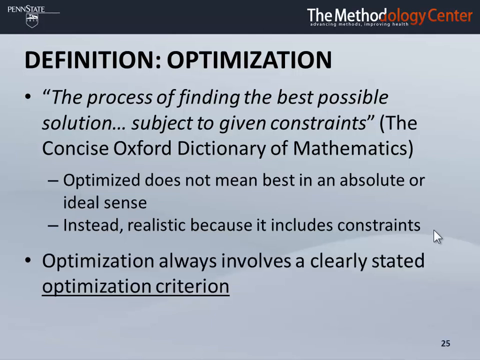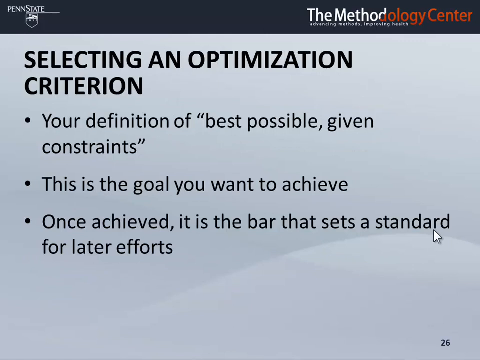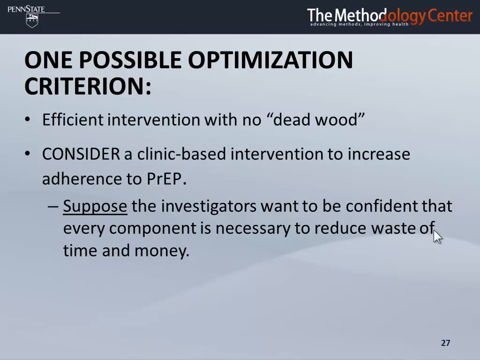So optimization always involves a clearly stated optimization criterion. Now let's talk about a few optimization criteria, and I hope you'll see what I mean by starting at the end. So the optimization criterion is your definition of just best possible given constraints, and it's a specific goal you want to achieve in the optimization. And one point I like to make about this is that once you achieve a particular optimization criterion, then that's a bar that's set, and in the future you can try to exceed that in an incremental way. So I'm going to go over very quickly 3 possible optimization criteria.